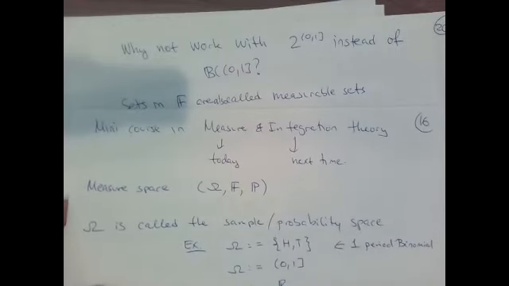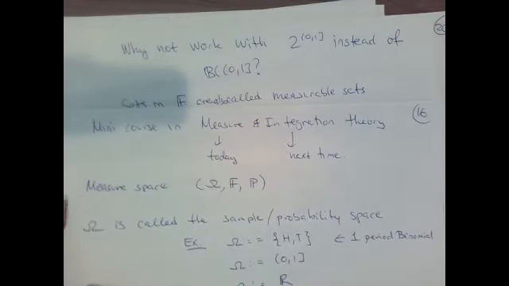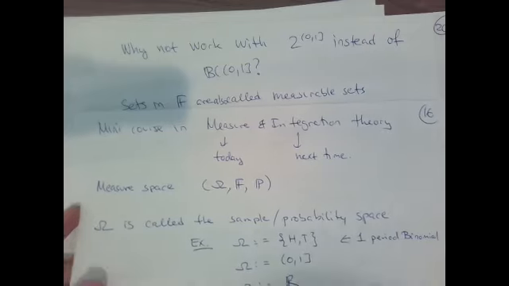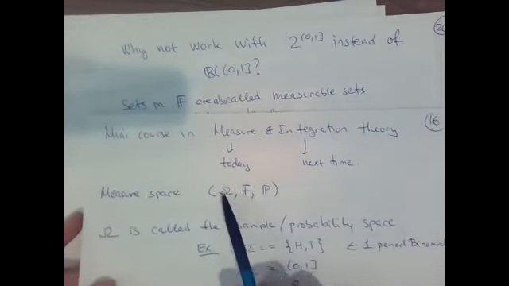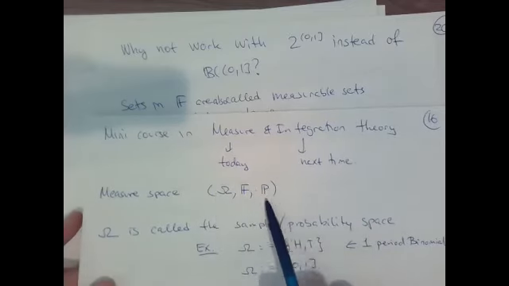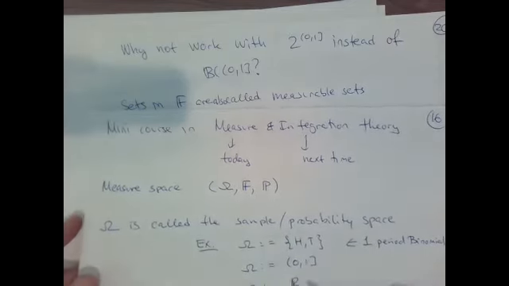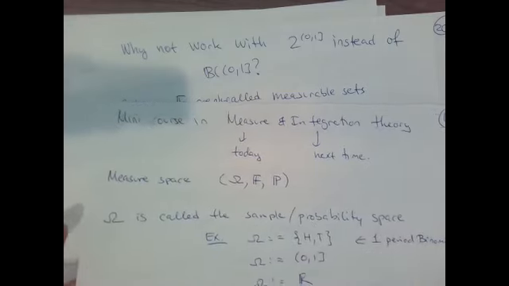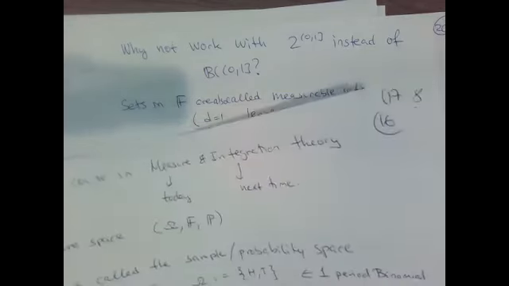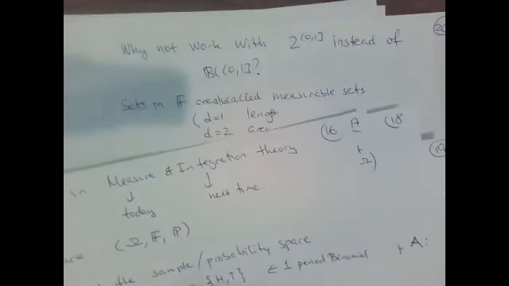And this is what's going to come up next. But before I start talking about it, we have three elements here: omega, F, and the last one is the P. This is the volume assigner, the measure that we're going to measure the sets with. Before I do that, let me pause here and see if we have any questions.